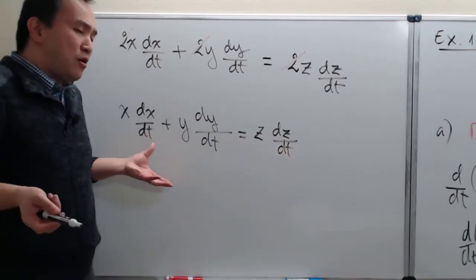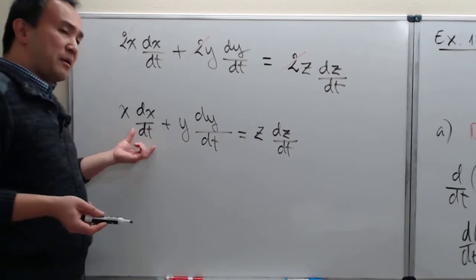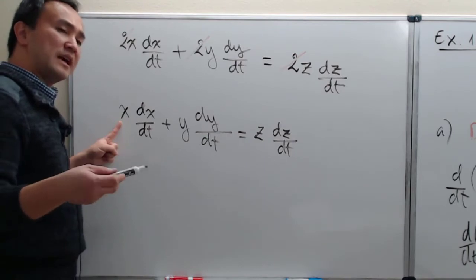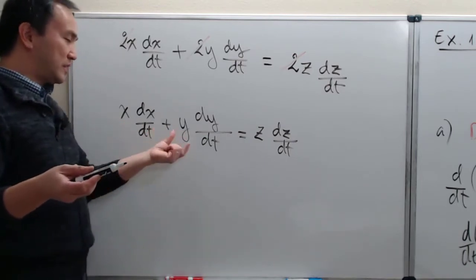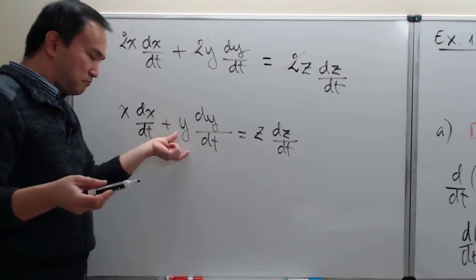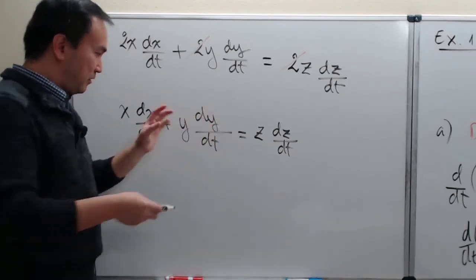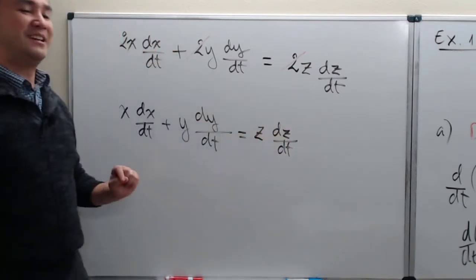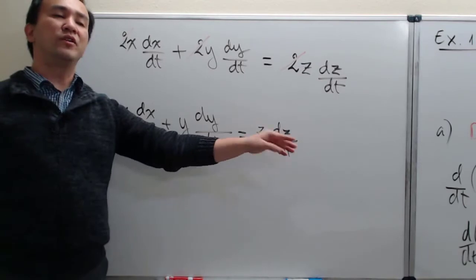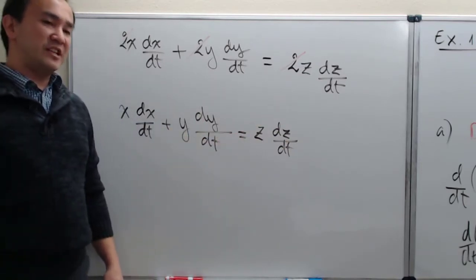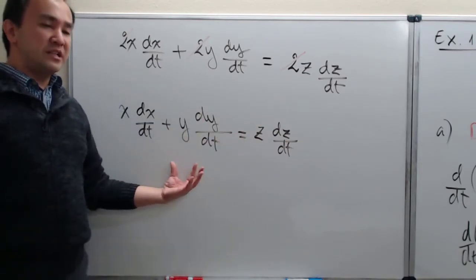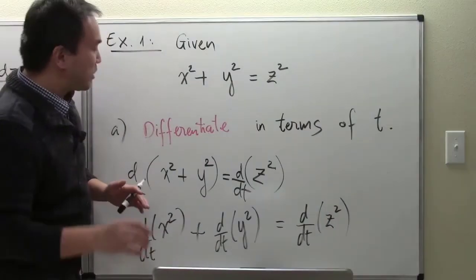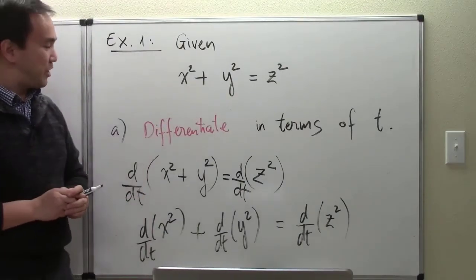How are they related? They are related by this equation. The dx/dt rate multiplied with the x function, the implicit function of t, plus the dy/dt rate multiplied with the y function, that sum must equal the z function multiplied with its dz/dt. And that's how the 3 rates here are being related. So we have just found 3 related rates after differentiating our x squared plus y squared equals z squared equation.